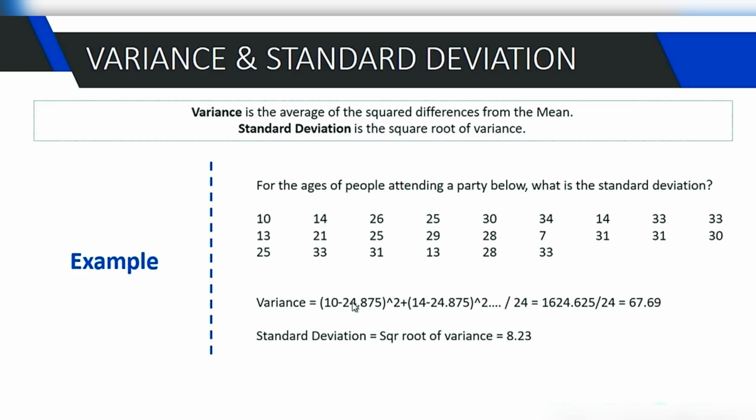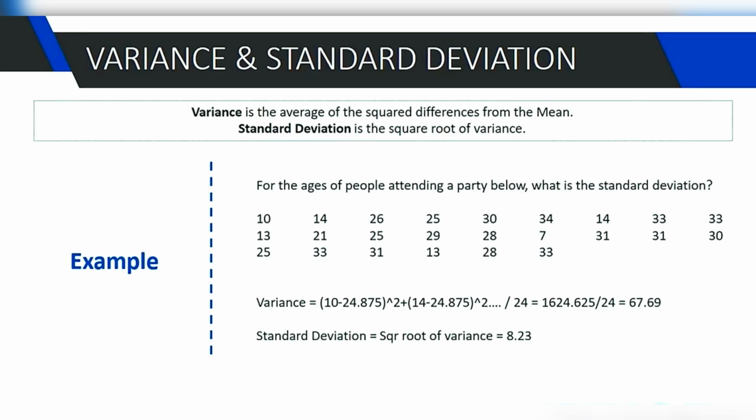Then we find the variance, which is defined as sum of square of distances from mean. So for the first value, which is 10, we find the difference from mean and we square it. Then we take the second value, find the difference from mean, we square it, and we add all these values and we divide it by the total number of observations, which is 24. So we get 1624.625 divided by 24, which comes out to 67.69.